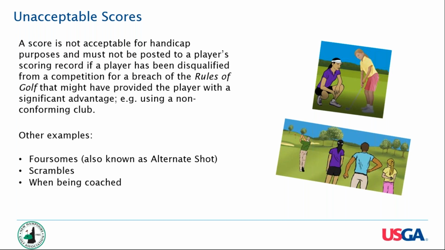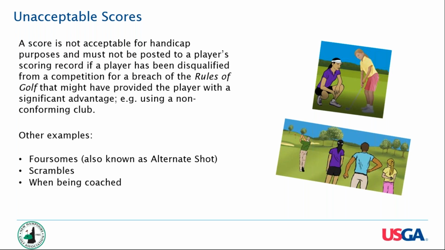I do want to note here that a score could be acceptable if a player is DQ'd from a competition if they did not receive a significant advantage. One example of that is signing an incorrect scorecard, where they basically played under all the rules, they followed everything, they just happened to sign for a wrong score, and they happen to get DQ'd in that situation. That score in that circumstance should still be posted.